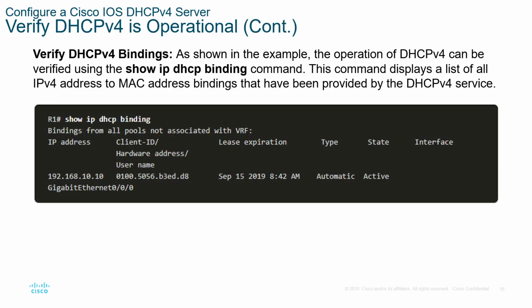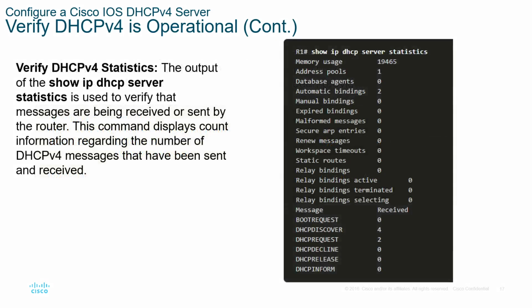Now, to verify the DHCPv4 bindings, which is just basically all the DHCPv4 leased addresses, we can use the command show IP DHCP binding, and that will just basically display the addresses that are being leased. Now, to verify the DHCPv4 statistics, we can issue the command show IP DHCP server statistics to verify the messages that are being sent or received by this DHCP server, which in this case is just the router. And this will just basically display the count information regarding the number of messages that have been sent and received.